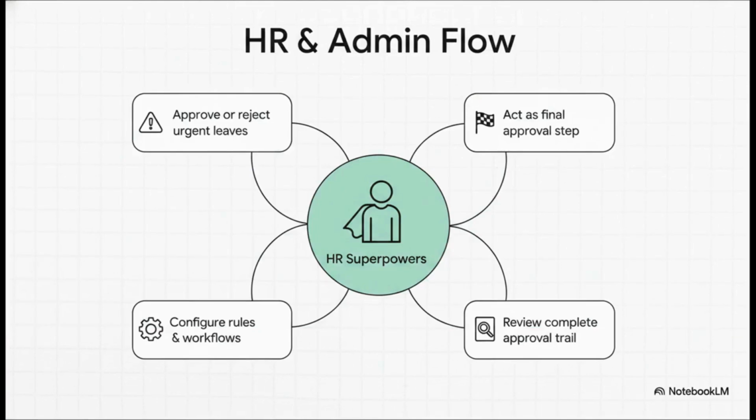Of course, in the real world, business doesn't always go exactly to plan, right? That's exactly why HR and admin users are granted these special superpowers. Users with full permissions can override the system to approve or reject leaves in super urgent situations. They can jump in and act as the final approval step, tweak workflows, and review the entire approval trail, just to keep everything running incredibly smoothly when exceptions inevitably pop up.